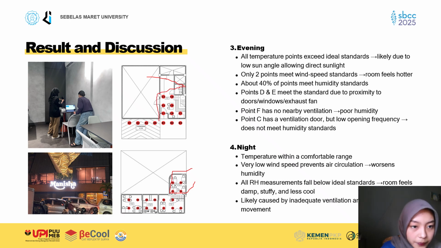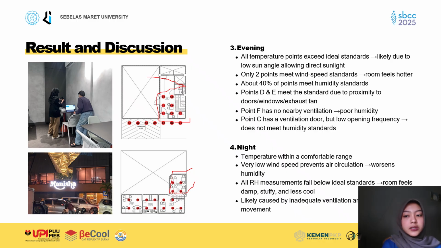At night, temperatures are within a comfortable range, but very low wind speed prevents air circulation, which worsens humidity, and all RH measurements fall below ideal standards, so the room feels damp, stuffy, and less cool. This finding suggests that inadequate ventilation and limited air movement significantly influence the room's thermal performance during the night.